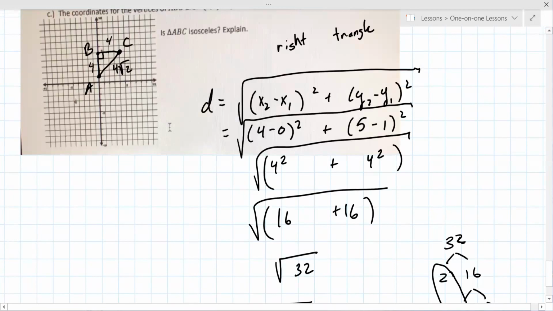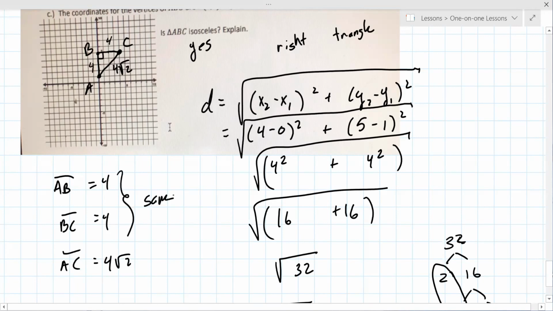Is the triangle isosceles? We can say, yes, it is, because 2 of the 3 sides are the same. So the answer is yes. And you can say it's because AB is 4 and BC is 4 and AC is 4 square root 2. Since these two are the same, it's isosceles. Okay.